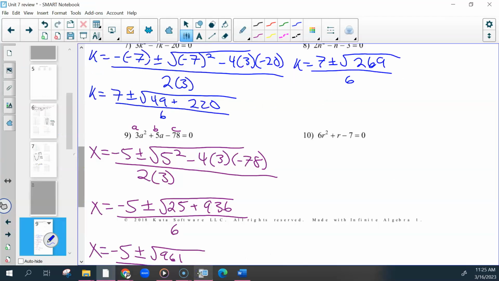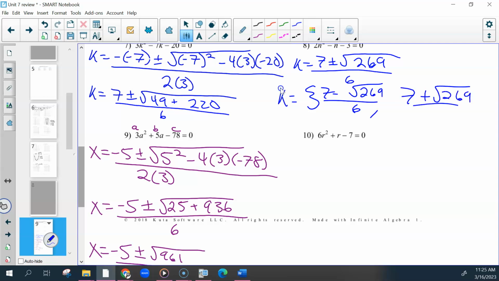So then we're just going to separate it. 7 minus the square root of 269 over 6, and 7 plus the square root of 269 over 6. If you want to put the decimals instead, you'd have to put in that entire piece: 7 minus the square root of 269 all over 6, figure out what that is, and then 7 plus the square root of 269 all over 6.